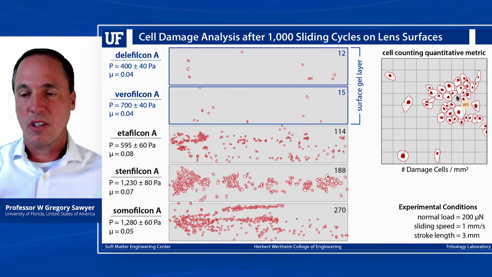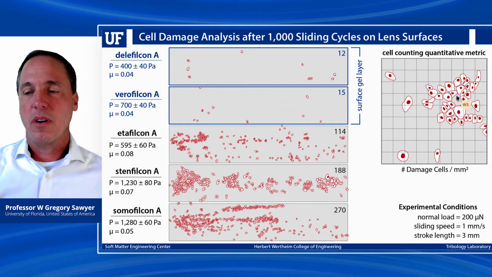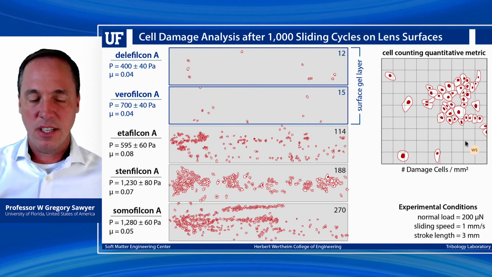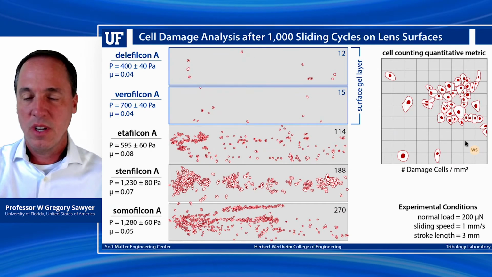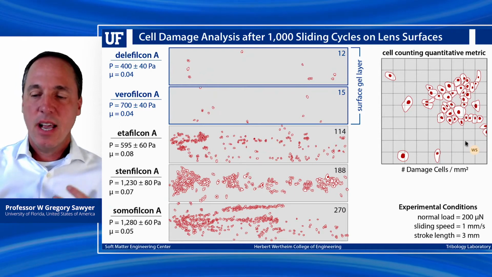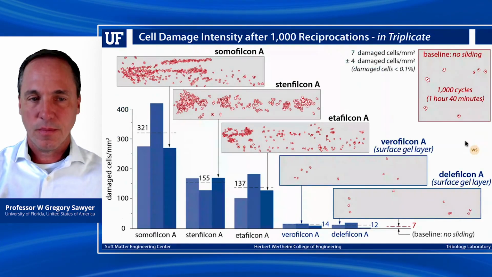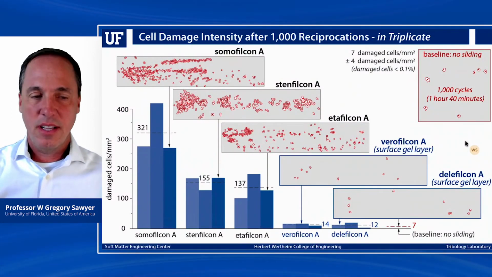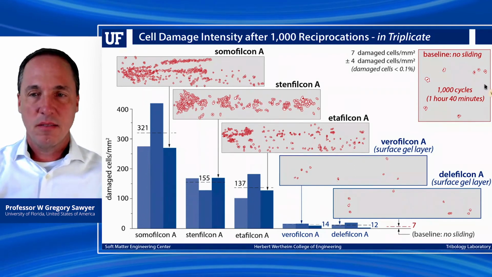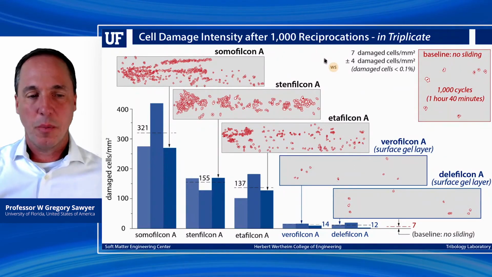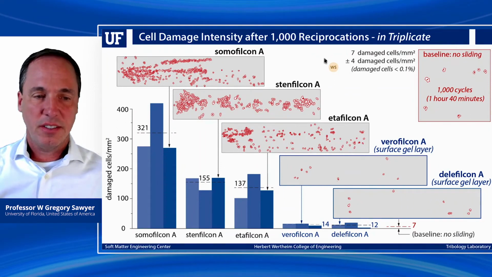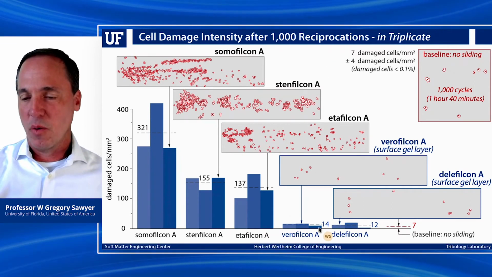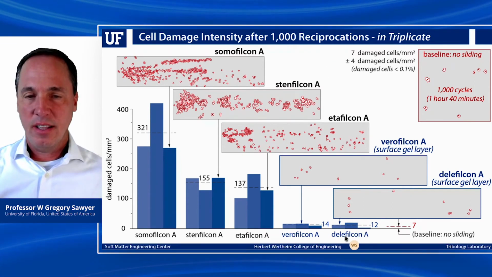Now, what we do in order to make this quantitative is we use a cell counting method where we basically count these over areas. So now I'll report the number of damaged cells per square millimeter, as you see right here in this inset. Notice all these tests were run at the same normal load, 200 micronewtons, the same speed, 1 millimeter per second, and the same stroke length of 3 millimeters. Here we're going to see now the cell damage associated with these lenses over 1,000 sliding reciprocations in triplicate. And you basically see these in the different test colors. The averages are 321, 155, 137, down to 14 and 12 for the Verofilcon and the Delaphilcon.